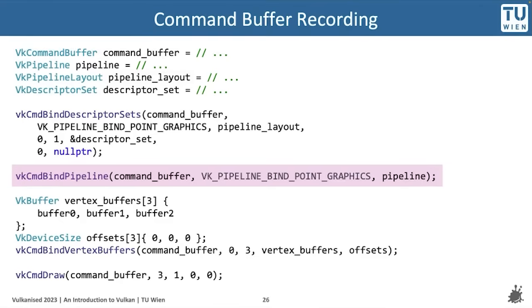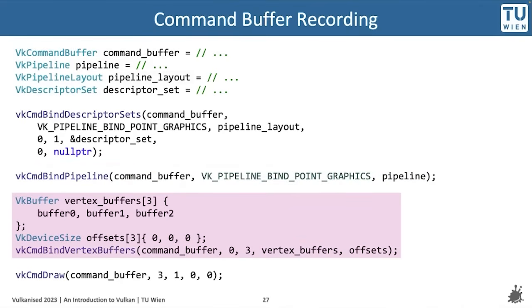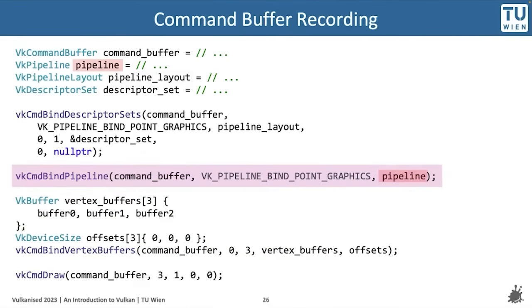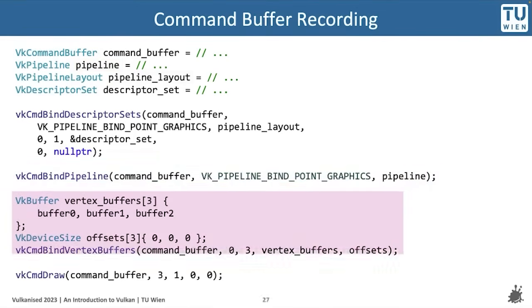Then we will bind our pipeline itself. We specify that it is a, oh, it's not highlighted, sorry. We specify that it is a graphics pipeline. And like you saw in the previous slides, we will also bind the vertex buffers. We will bind 3 vertex buffers. We have 3 entries in each of these arrays, and we specify it with a 3 below. And then we execute the final draw command. In this case, we will draw 1 instance of a triangle, and this triangle has 3 vertices, therefore 3 and 1.